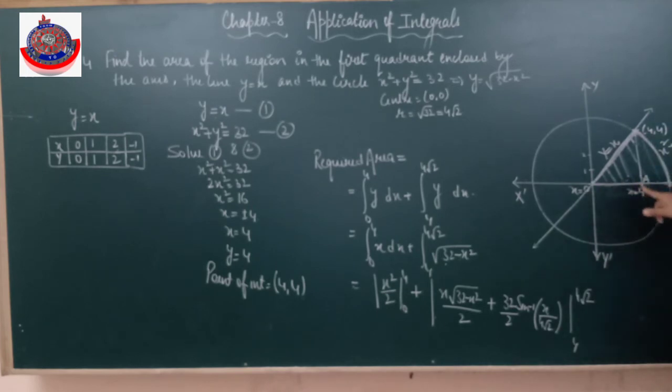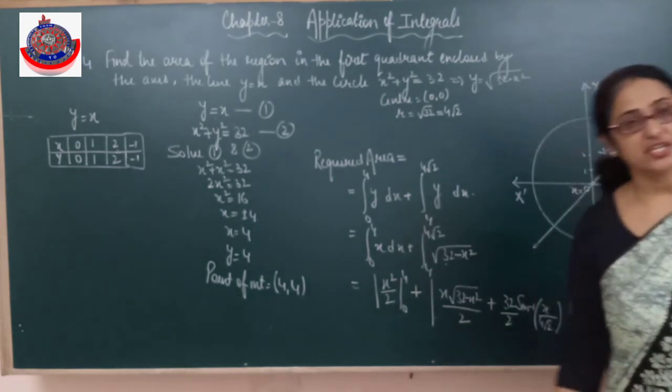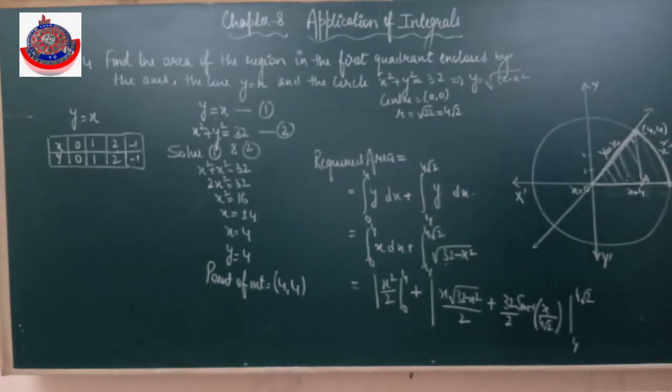Is it clear? 0 to 4 and then 4 to 4 root 2, and then whatever the integration comes we have to solve in the same way.